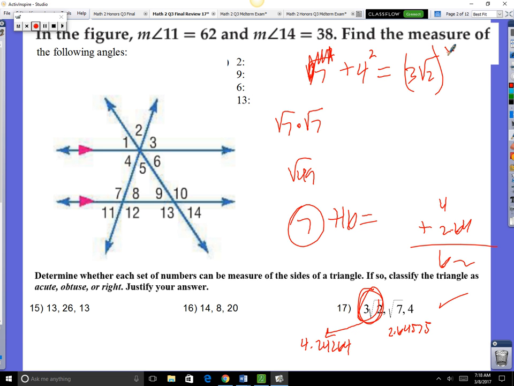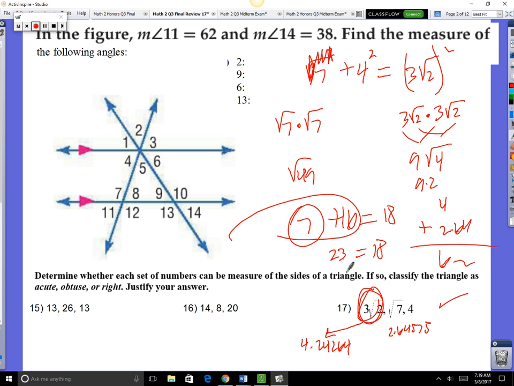3 square roots of 2 squared, you have to square both of them. It's going to be 3 square roots of 2 times 3 square roots of 2. And 3 times 3 is going to give you a 9. And 2 times 2 is going to give you a 4. And that's a perfect square. Square root of 4 is just 2. So it's really 9 times 2. So it's 18. And 7 plus 16 is 23. And 23 is not the same as 18. So it's not a 90. But this time my a and b, my small ones, were bigger. And so that is acute.